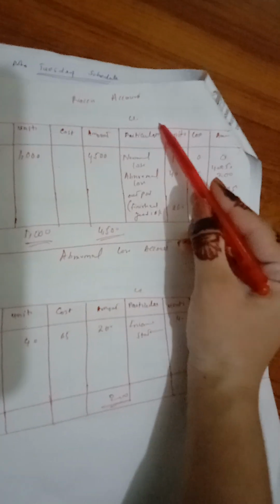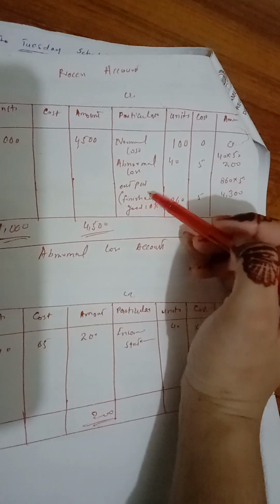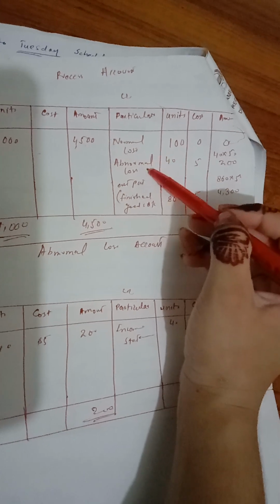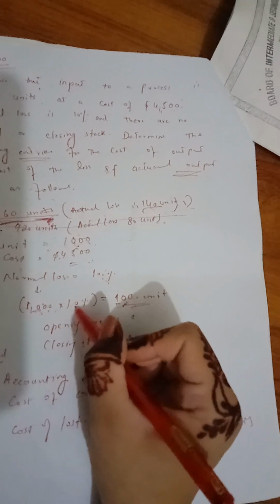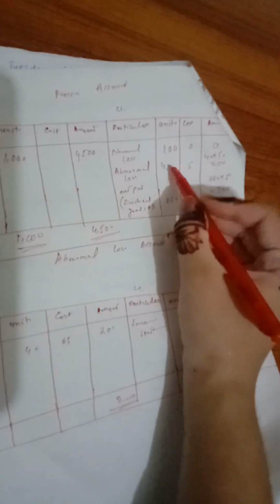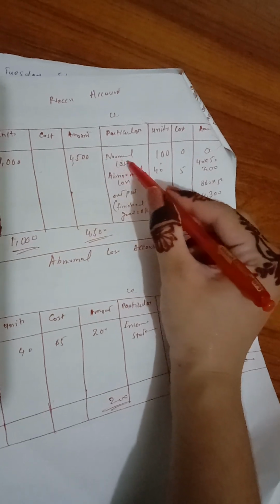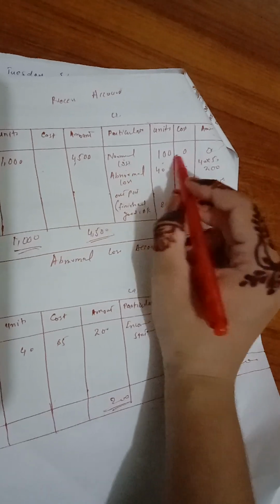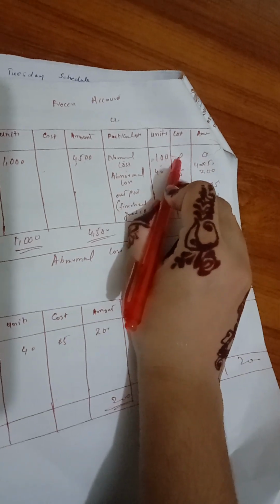Now on the credit side, we will deal with the normal loss, abnormal loss and output. The normal loss, as we found, is 100 units, since 1000 units having 10% loss is 100 units. So we write 100 units, but its cost is 0 because it is a loss. It is a normal loss and we have no sale of it. When we sell it at a scrap value, then we will write down the scrap value.